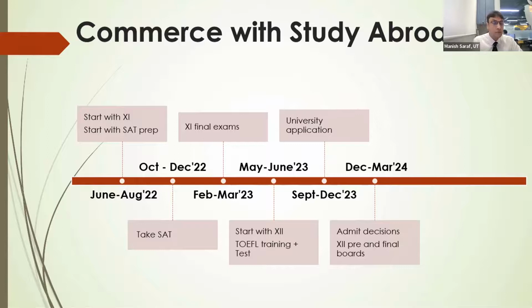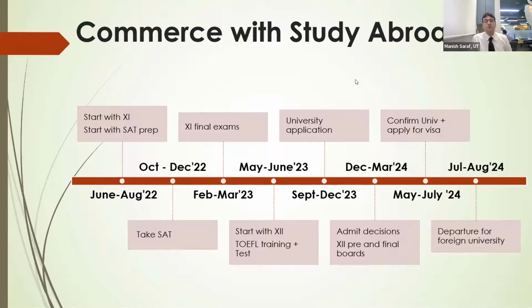The beauty is before you write your board exams, you know which universities are offering you a seat, and you decide. आपको कब decide करना? आप मई तक उनको बता सकते हो after you get your admission decision कि मुझे कहाँ आना है. And then you go from May to July, you go for your visa, you confirm the university. आपने board exam दे दिया है March में, and then you are confirming a university, going for your visa, and July, August sometime, there's departure, rather August, September मुझे बोलना चाहिए, there's departure for your foreign university.